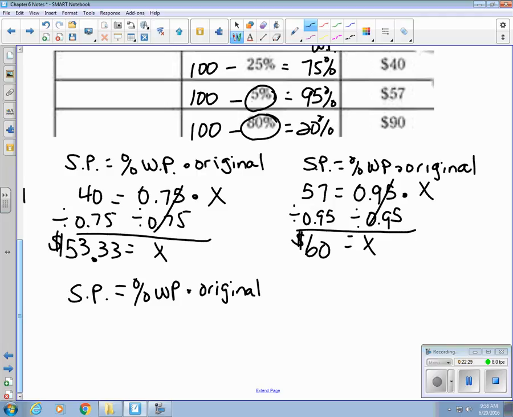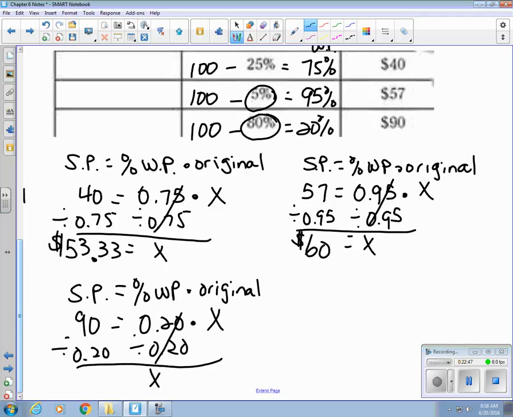That leaves us with 20% that we are going to pay. The sale price is $90. 20% is what we're going to pay, so it's 0.20 times the original, which is what we're looking to find, so we call it X. Divide both sides by 0.20, and we're going to get X is equal to $450.